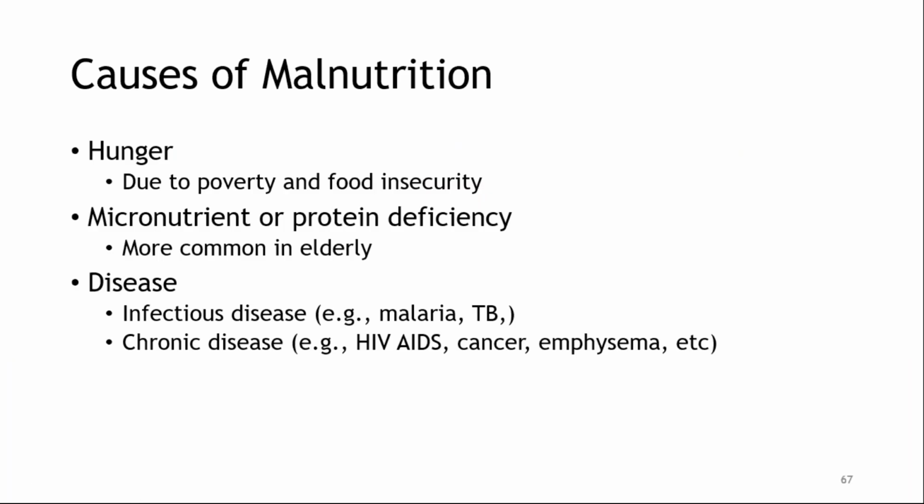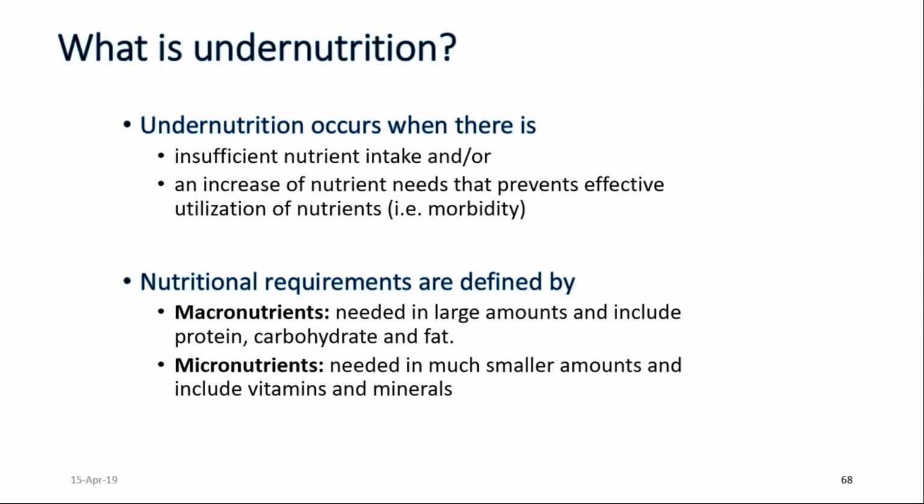So what are the causes of this undernutrition and wasting? One is hunger due to poverty and food insecurity. It is due to micronutrient or protein deficiency, which is now more common in the elderly. It is also due to diseases, infectious diseases like malaria and TB, and chronic diseases such as HIV, AIDS, cancer, emphysema, etc. So what is undernutrition? Undernutrition occurs when there is insufficient nutrient intake, or an increase in nutrient needs that prevents effective utilization.